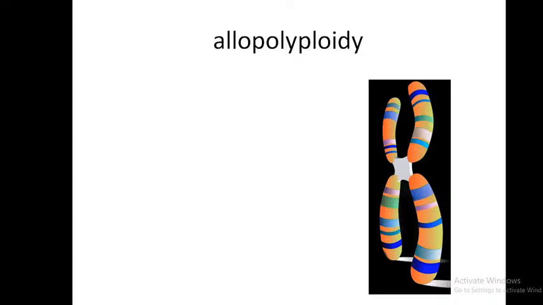Numerical aberration can be a change in the entire set of chromosomes or in part, either one or two chromosomes missing or any one or two chromosomes being added. That's what numerical aberrations are, and we discussed monoploidy, euploidy and polyploidy. Polyploidy is the phenomenon in which an organism possesses 3 or more sets of chromosomes.